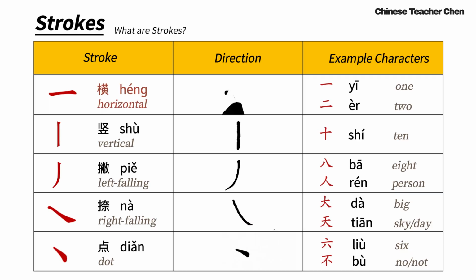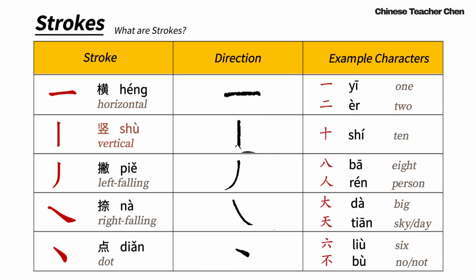First, let's look at our first stroke. 横，横横，横，横。 Horizontal. This stroke is written from left to right, just like a straight horizontal line. For example, the character yi is simply one horizontal stroke. Now the character r, meaning 2, is 2 horizontal strokes.